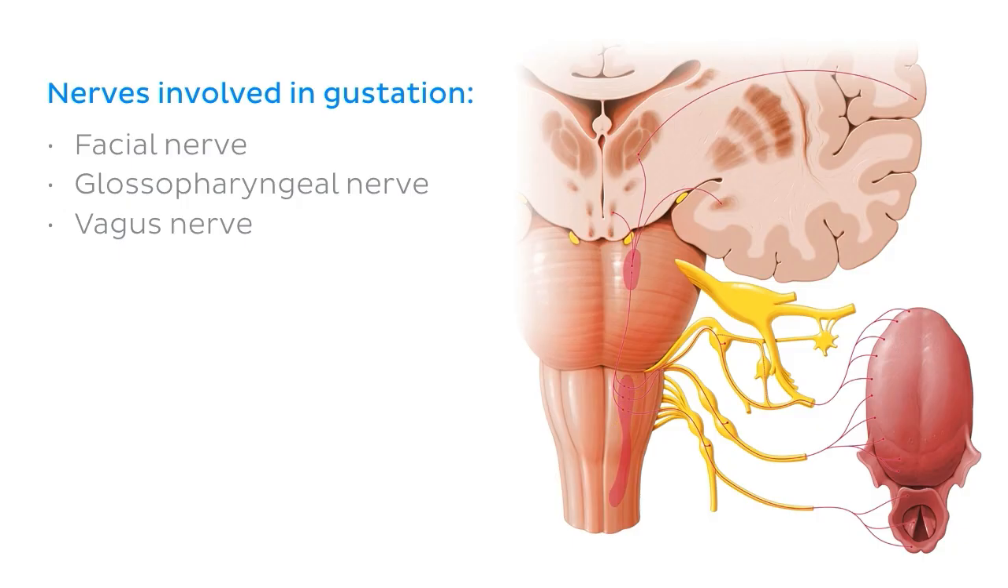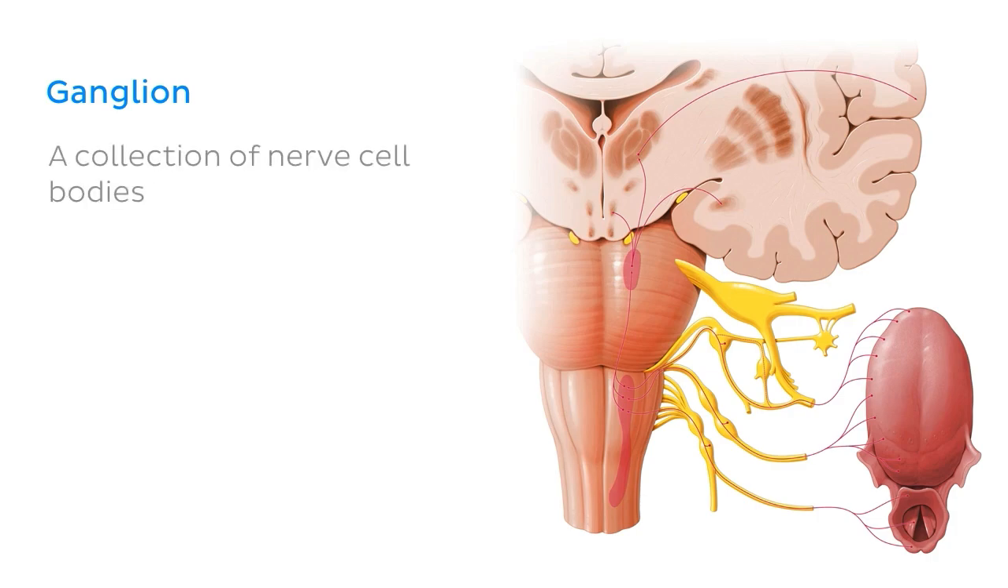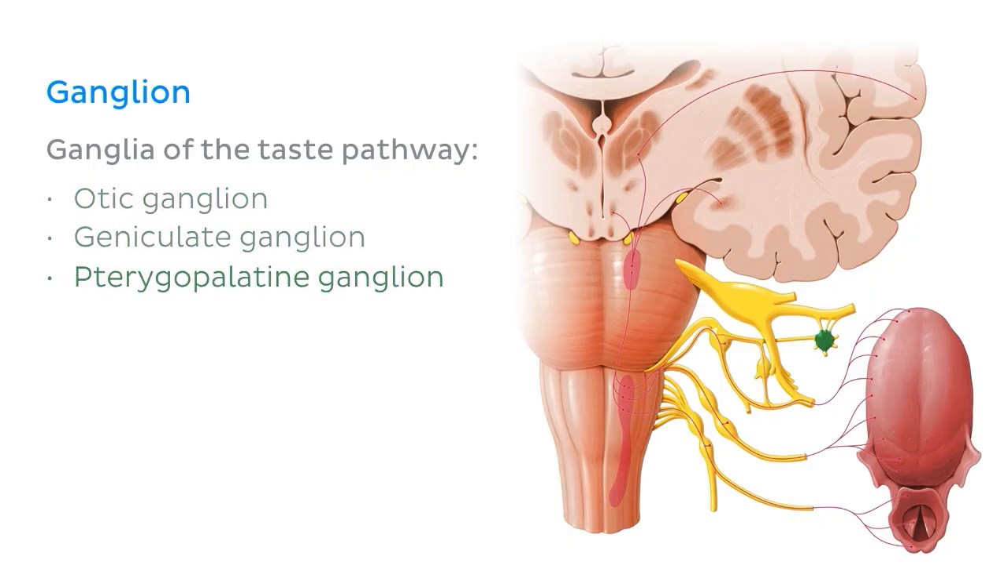And in the course of the following discussion, we'll also talk about some ganglia. Before we go on to talk about the ganglia though, you might be wondering what a ganglion is, so we'll briefly talk through it right now. So a ganglion is a collection of nerve cell bodies, and these arise at specific anatomical locations throughout the body. And as you can see in the diagram, the ganglia of the taste pathway are highlighted, and these are the otic ganglion, the geniculate ganglion, the pterygopalatine ganglion, the petrosal ganglion, and the nodose ganglion.